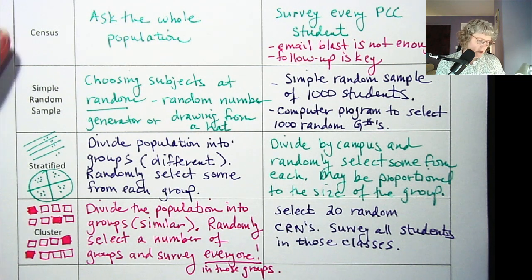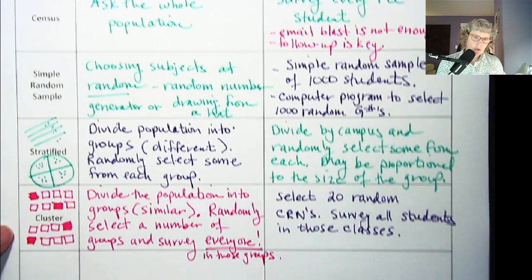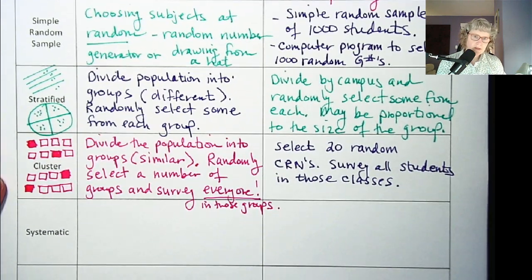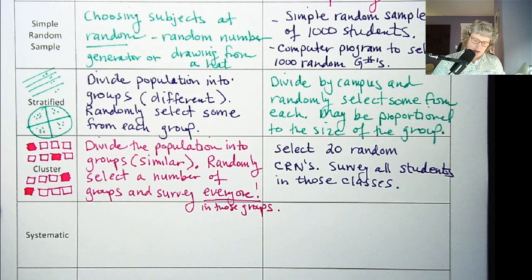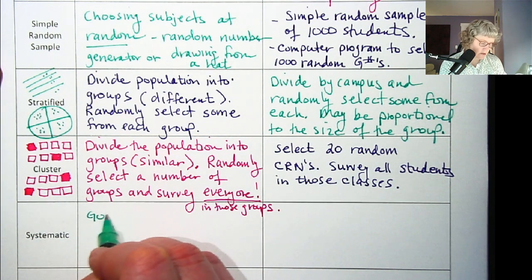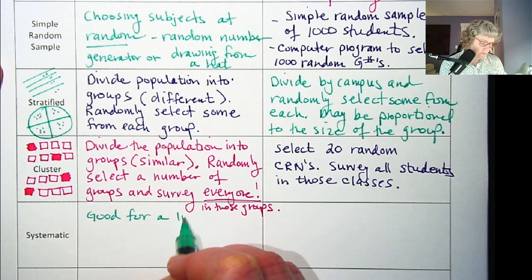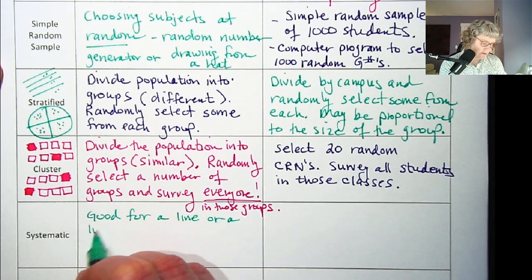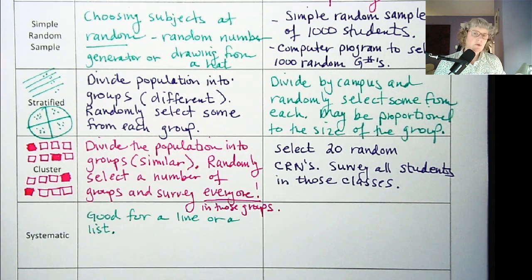Okay, so we've got simple random sample, stratified, and cluster. We've got two more. The next one is systematic. So this is another way besides just a simple random sample. Systematic works if you have a line or a list. So I'm going to say good for a line or a list. And then what we're going to do is, in this line or list, choose a random starting point and then survey every nth person after that, or auto part, or whatever it is, every nth subject.